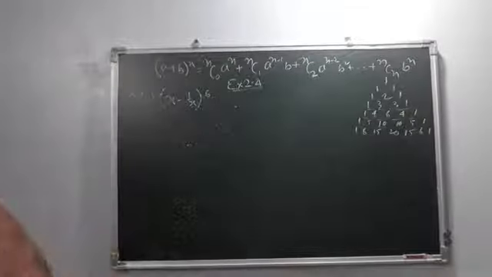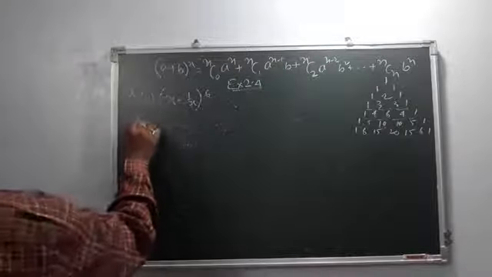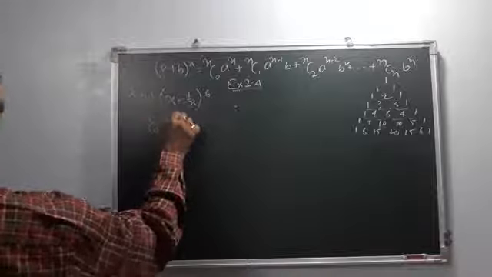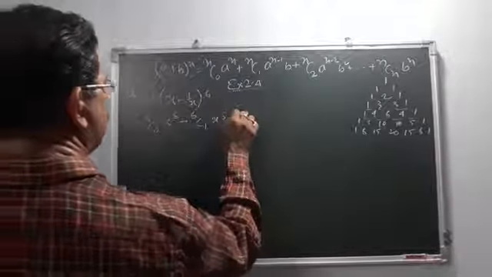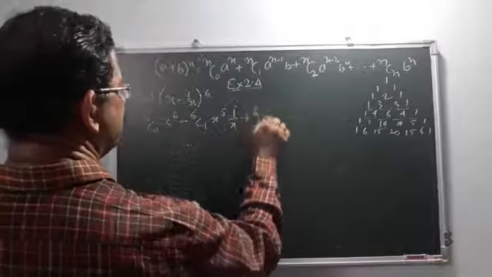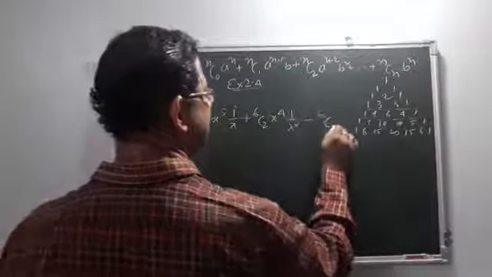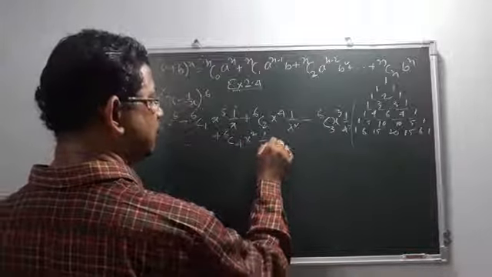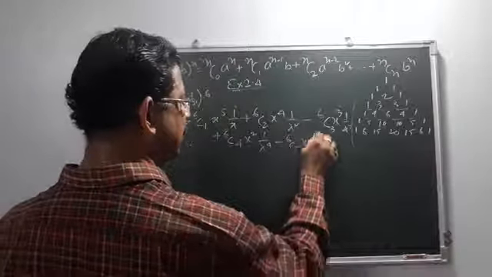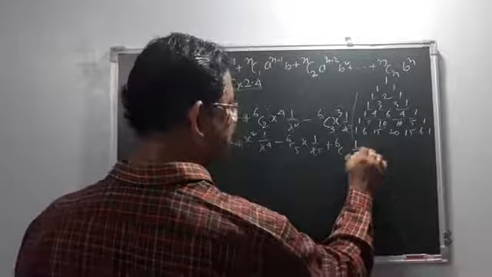Now if we follow this formula, we write 6C0 x to the power 6, then alternately plus minus will come, 6C1 x to the power 5 into 1 by x, 6C2 x to the power 4 into 1 by x square, minus 6C3 x to the power 3 into 1 by x cube, plus 6C4 x square into 1 by x to the power 4, minus 6C5 x into 1 by x to the power 5, and finally 6C6 1 by x to the power 6.